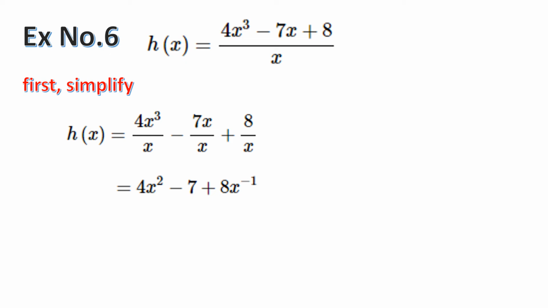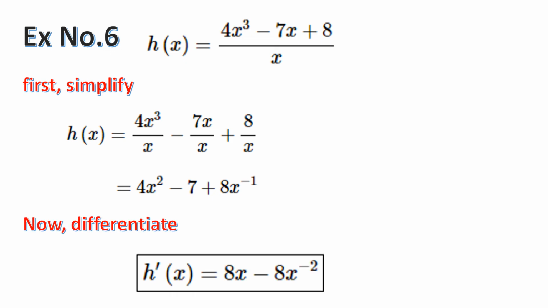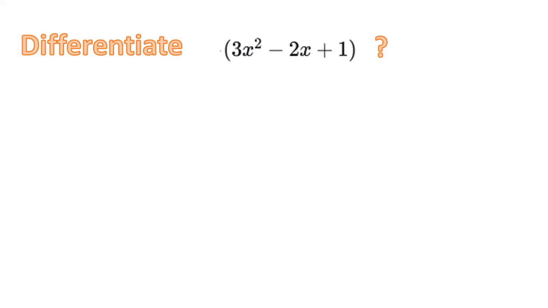Now you will differentiate this function. 4x square becomes 8x. This minus 7 becomes 0. For the 8, this minus 1 will come, so it will become minus 8, and x raised to power minus 1, another minus 1 will become minus 2.